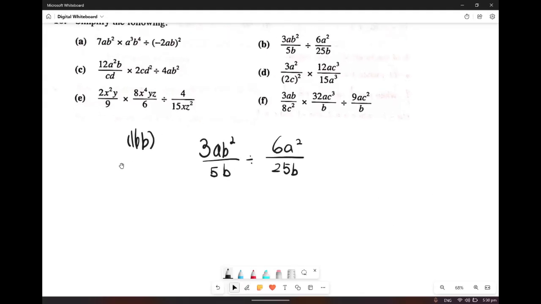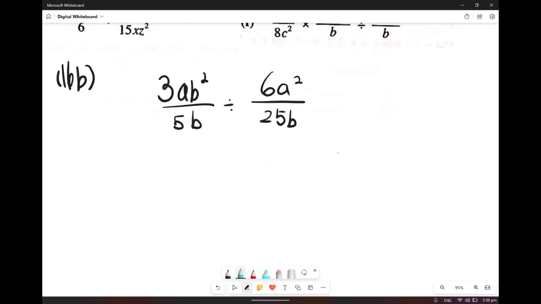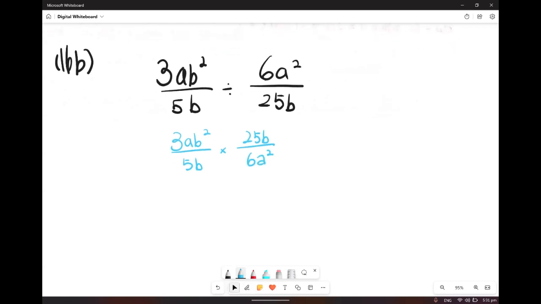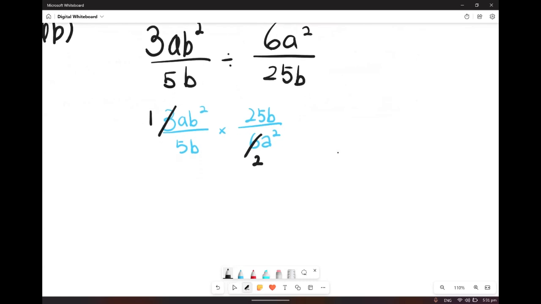Now let's take a look at 16b. It says 3ab squared over 5b divided by 6a squared over 25b. Now, what you want to do is, of course, turn it around first. Can you all see that? Can you understand? You must remember to turn. Once you're done doing that, you can also simplify. 3 and 6 both can be divided by 3. Am I making sense here? What else can I simplify? 5 and 25. This becomes 1, this becomes 5.